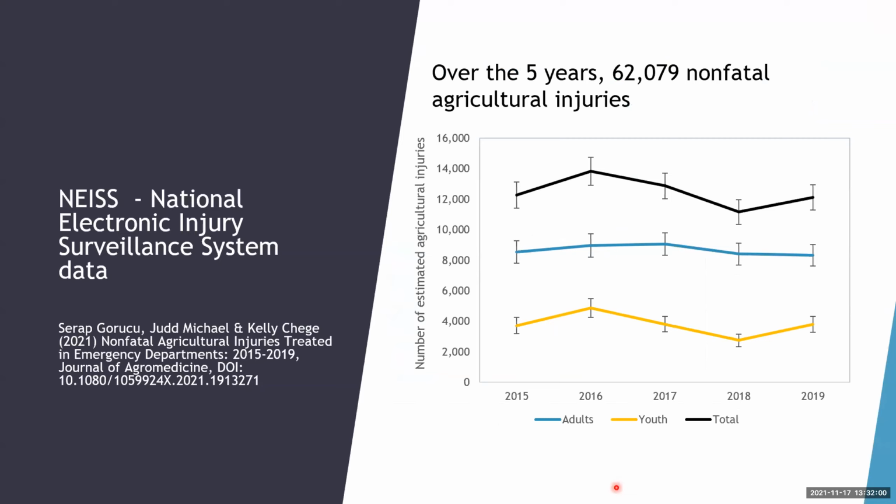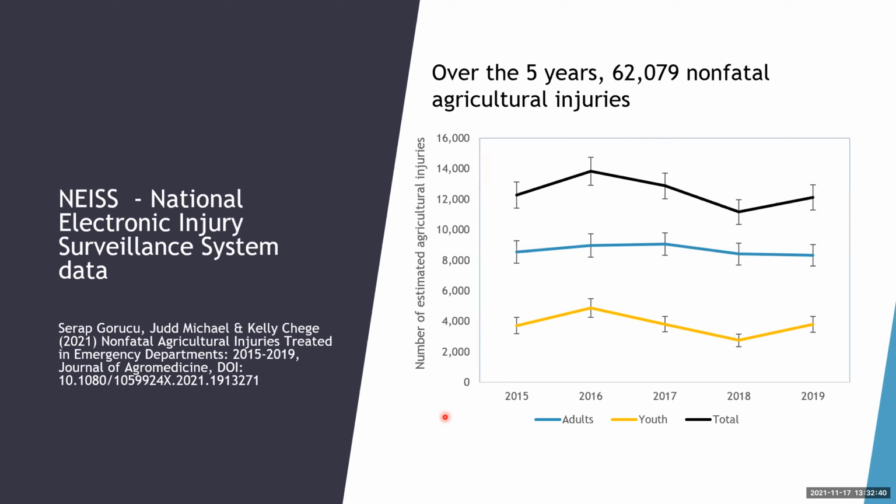So I'm going to show you some findings from the NEISS dataset, which is the Consumer Product Safety Commission's emergency department dataset. This electronic injury surveillance data has been analyzed for the years 2015 to 2019. The total estimated number of non-fatal injuries was more than 62,000, and on average, every year, there were 12,000 people injured in an agriculture-related incident.